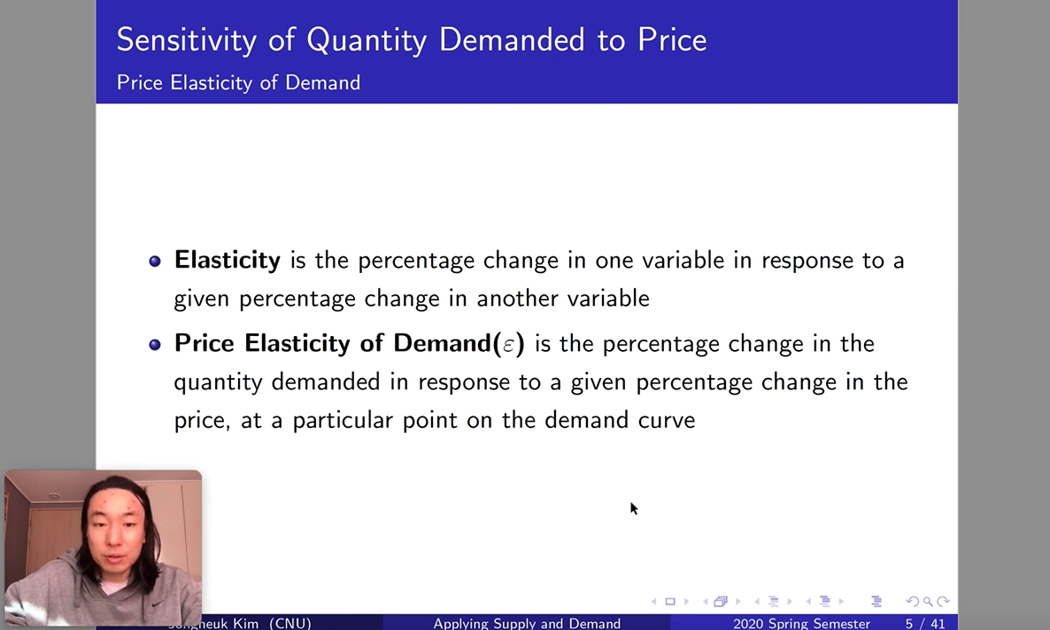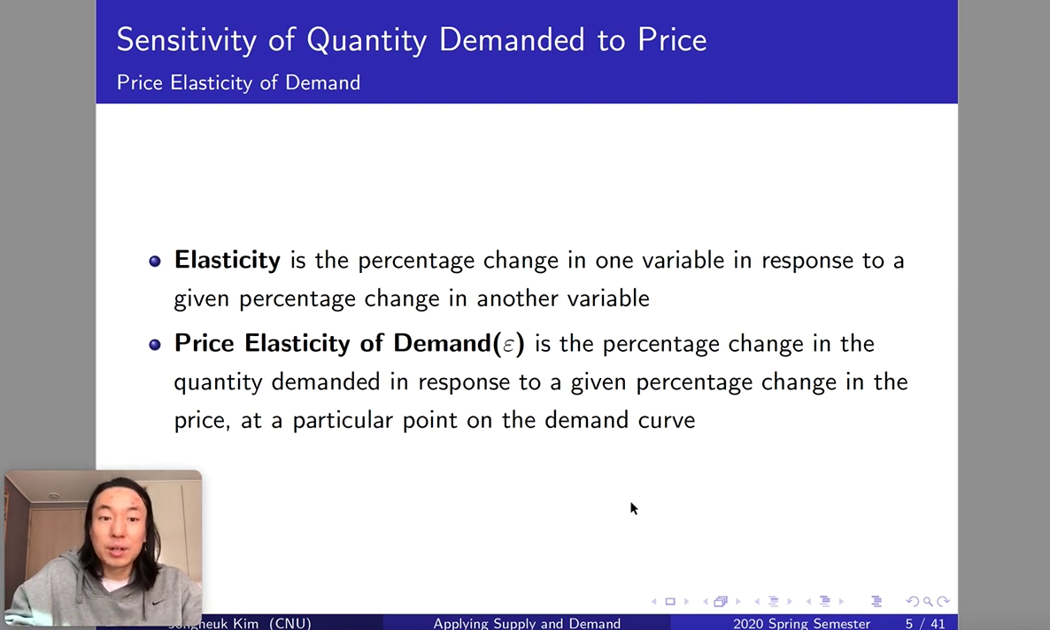Okay, so let's look at it carefully. The percent change, the first term, is really important. It is not the whole change, it's the percent change. We can define it in mathematics in a later chapter, the later page. Percent change in the quantity demanded, right? In response to. So the price elasticity of demand is basically the percent change of the quantity demanded, but in response to a given percent change in the price level.